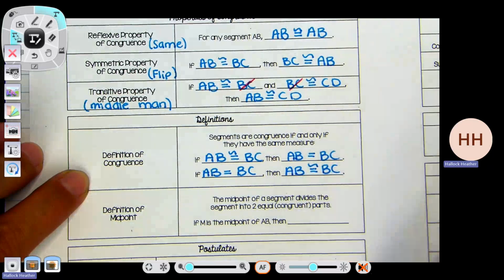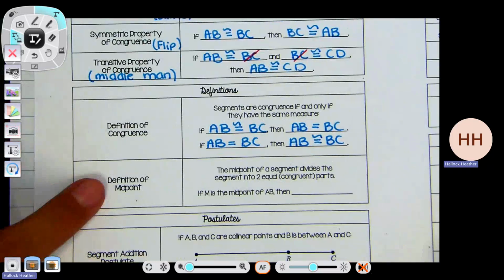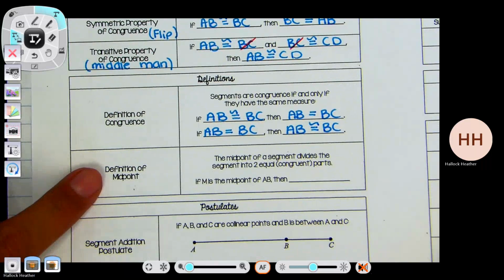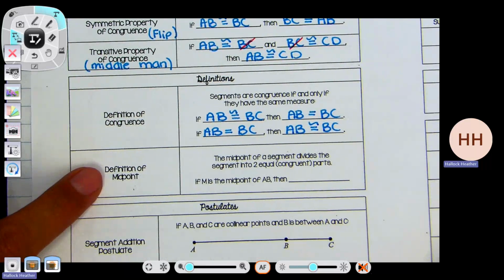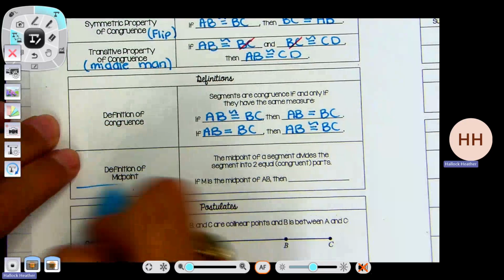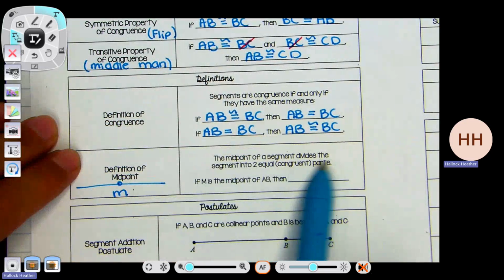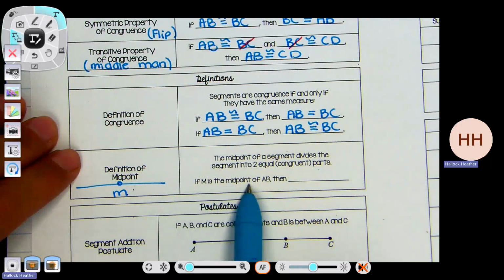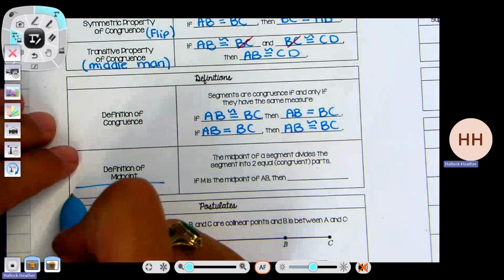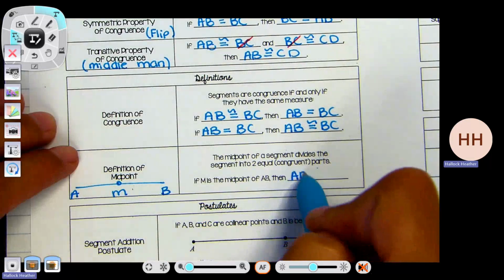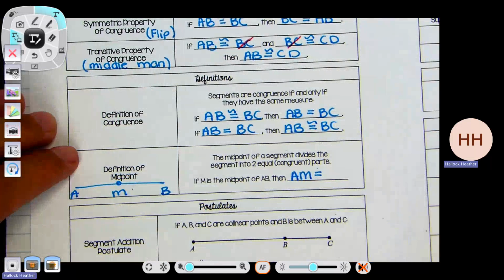Because equal is congruence. And then from chapter 1, what is midpoint? The middle. So we're still talking about lines here. So if I have a line segment, M is in the middle. So it says the midpoint of a segment divides the segment into two congruent parts. So if M is the midpoint of AB, if A is here and B is here, then I could say AM is equal to what?